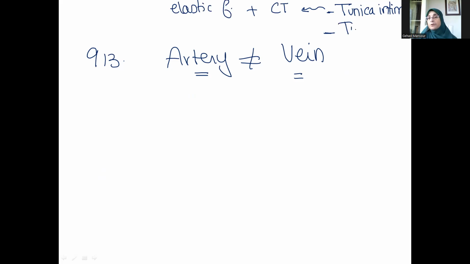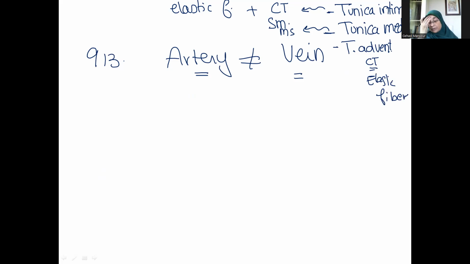And then you have the tunica media. And the tunica media consists mainly of smooth muscles. And it's called tunica media because it is the middle layer. And then we have the tunica adventitia, which is the outermost layer. And it again consists of connective tissue and elastic fibers. Both the artery and the vein consist of the same layers, but there are differences between them.